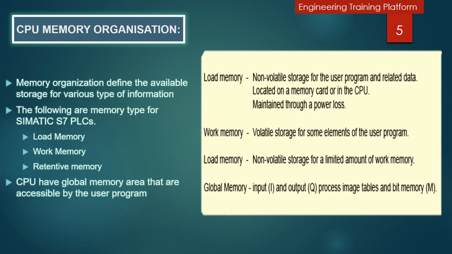Data used by the user program is stored in data blocks in the program. However, the CPU has global memory areas that are accessible by the user program. These include input I and output Q, process image tables, and bit memory M.